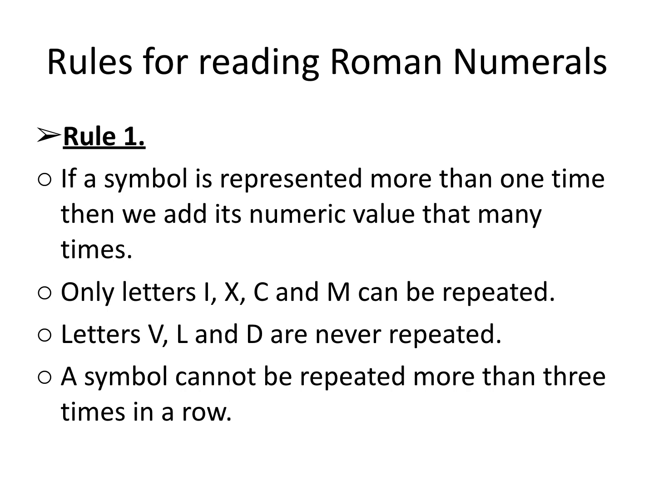What is the meaning of that? If a symbol is represented more than one time, that means we add its numeric value that many times. For example, I comes 2 times, so we add I, which is 1, plus 1. The value is 2. X means 10, so X X is 10 plus 10, that is 20. Like this.